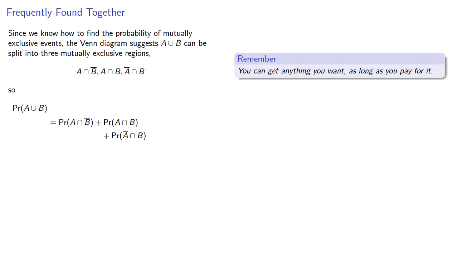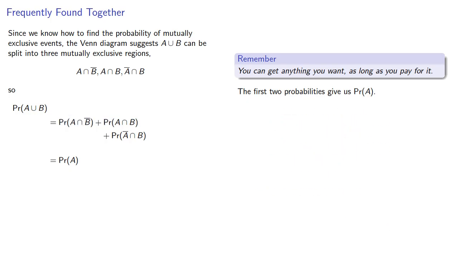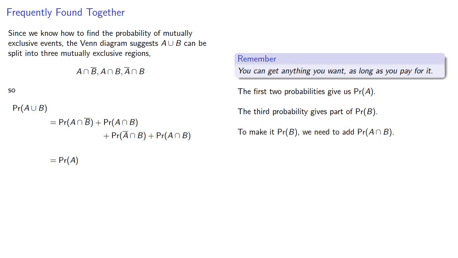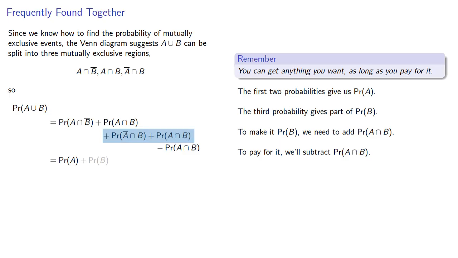So you can get anything you want as long as you pay for it. The first two probabilities give us the probability of A, because something in A is either not in B or in B. The third probability gives us part of the probability of B, and the part we're missing is the probability that we're in both. So we'll need to add that probability, but to pay for it, we'll subtract it. And again, this gives us the probability of A plus the probability of B, minus the probability of their intersection.